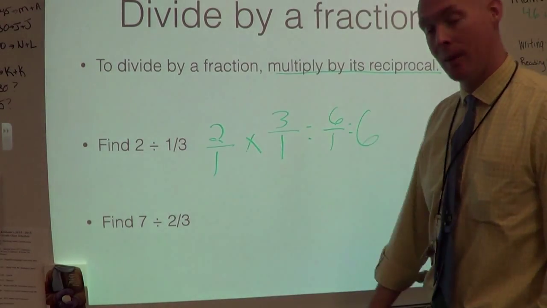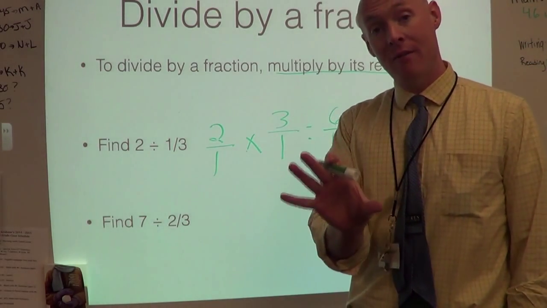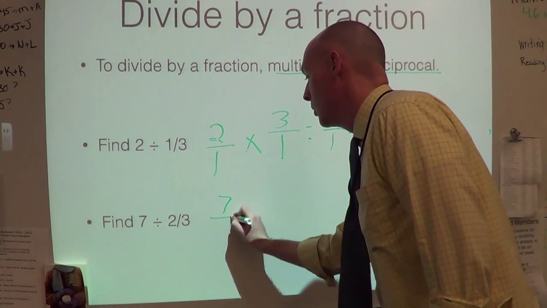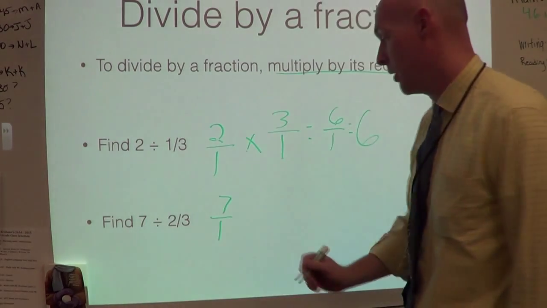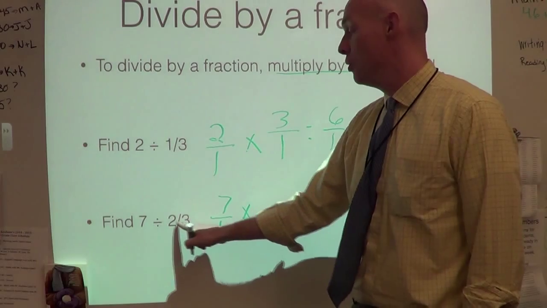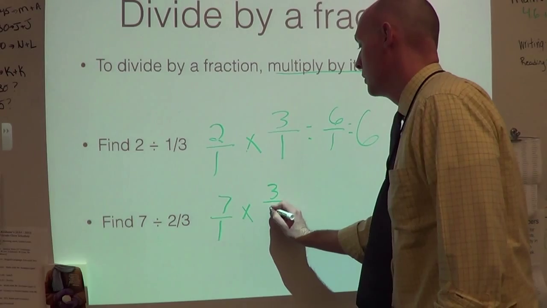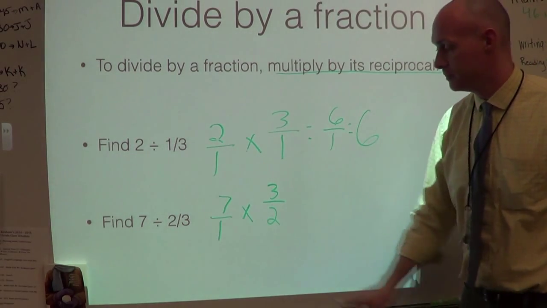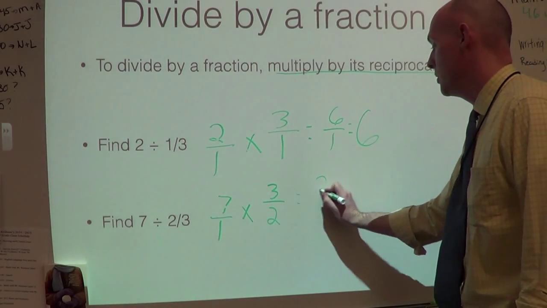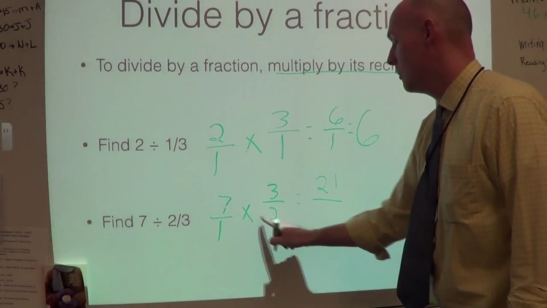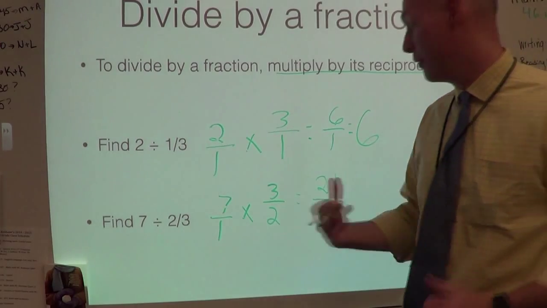Okay, let's try this one. This is 7 divided by 2/3. I'm going to keep it at 7, or 7 over 1. Switch it. Division, I'm going to change to multiplication. 2/3, flip it. 3 over 2. Perfect. So now we multiply. 7 times 3 equals 21. 1 times 2 is equal to 2. Perfect. This is improper. Now we are going to have to simplify this one.